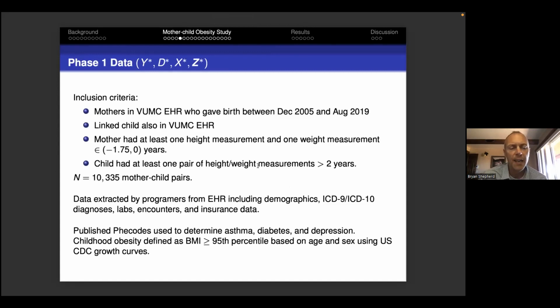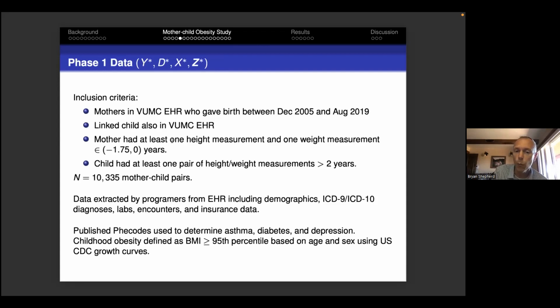In this statistical literature, we often refer to the electronic health record data as phase 1, and then the subsample that are validated as phase 2. So for our phase 1 data, we have, again, Y star, D star, X star, and Z star for everyone. And everyone is people meeting the following inclusion criteria. It's mothers at the Vanderbilt Medical Center who are in the electronic health record who gave birth between December of 2005 and August 2019. And they also had to have a linked child whose data were also in the VUMC electronic health record.